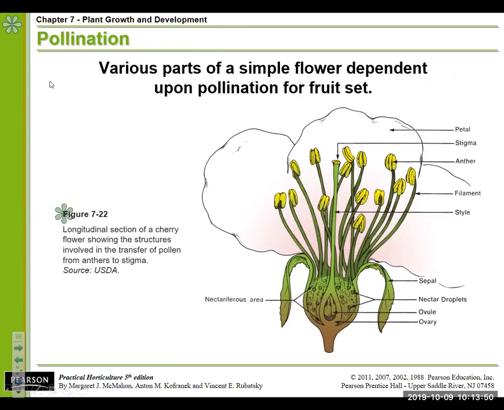So let's just take a look here at the different flower parts. And this is just looking at a kind of a simple flower and a perfect flower in this case that has all the different flower parts.